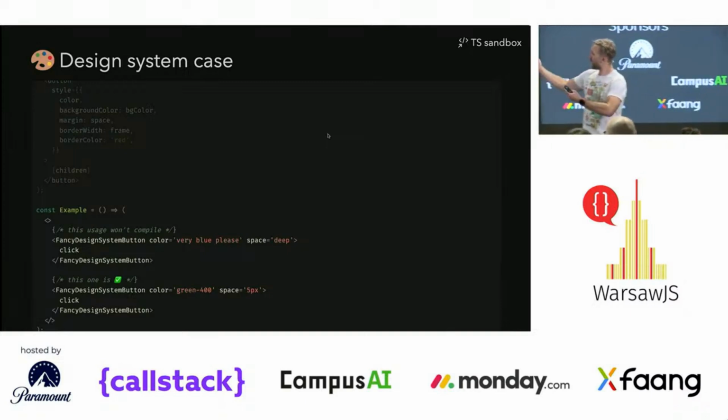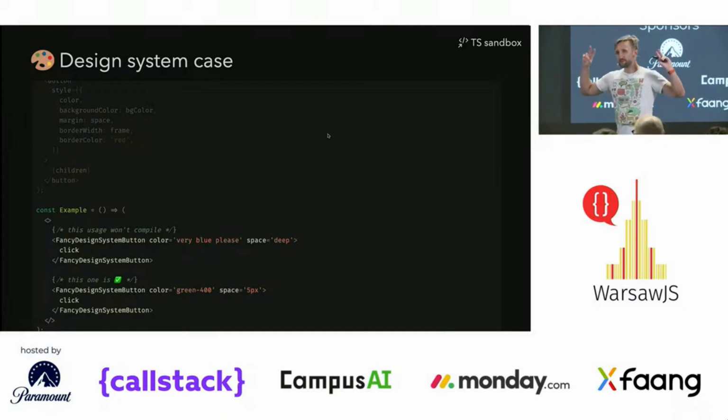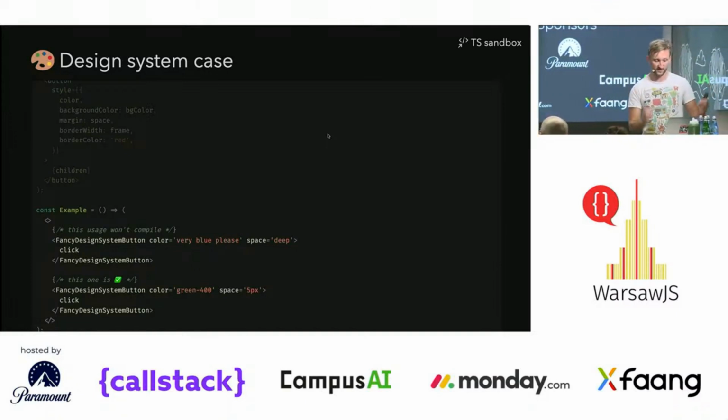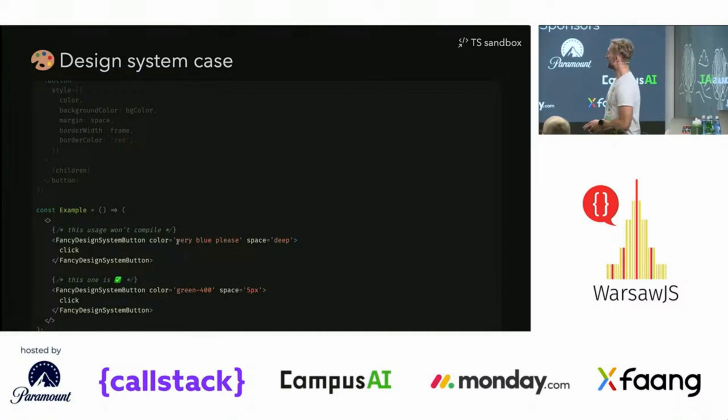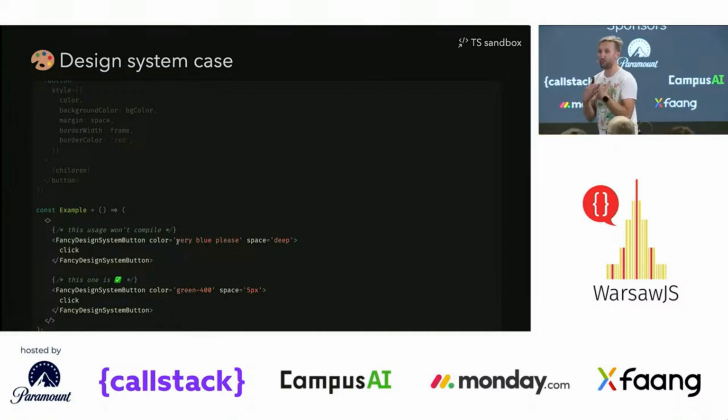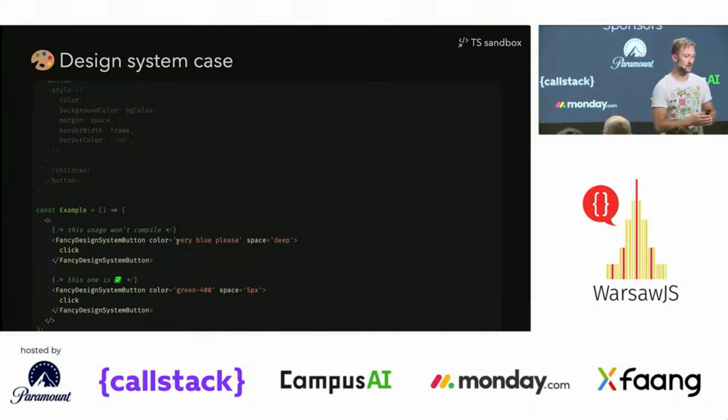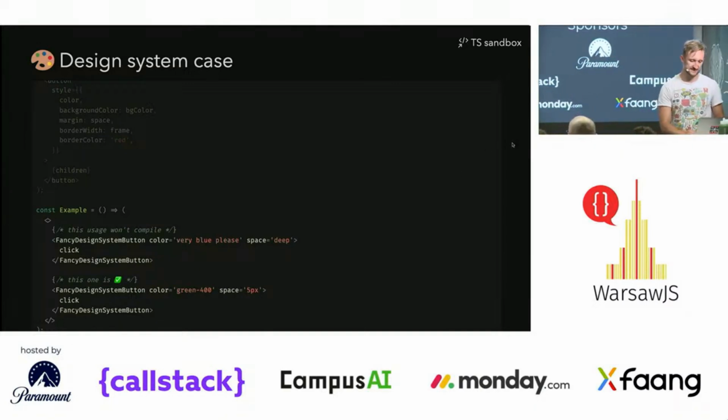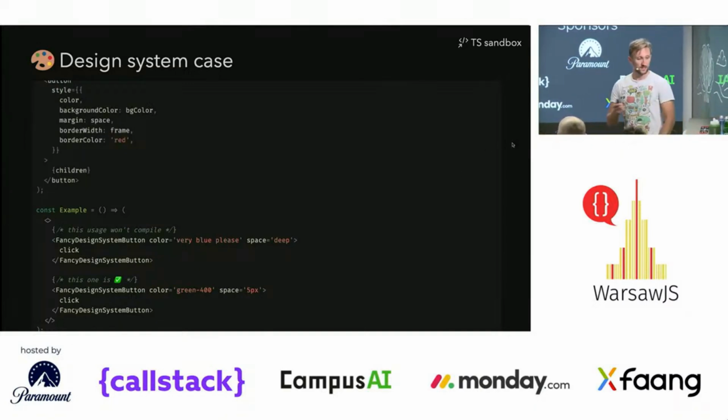Nothing interesting here. The usage is more interesting. Both of them would behave like magic strings, at least that's how they would behave in JavaScript, for example, or in TypeScript without the template literal types that we've used. And the very first example just won't compile. The very blue, please, no matter how much we please, it won't work. Not like the green 400, which will.